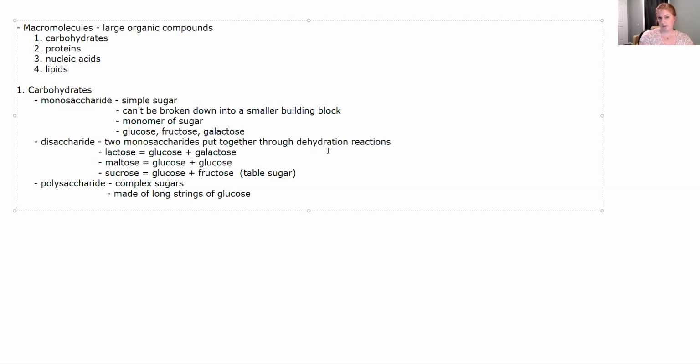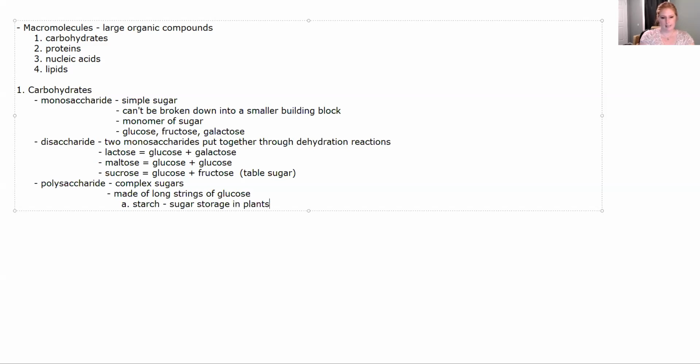And again, these monomers of glucose are assembled through dehydration reactions. When it comes to polysaccharides, there's a couple of different ones that you need to know. So the first one is called starch. You may be familiar with this. Again, if you think about foods, starch is sugar storage.